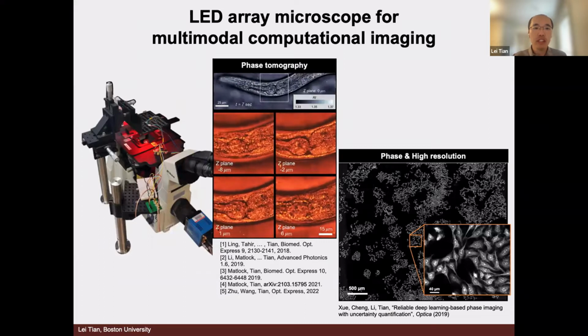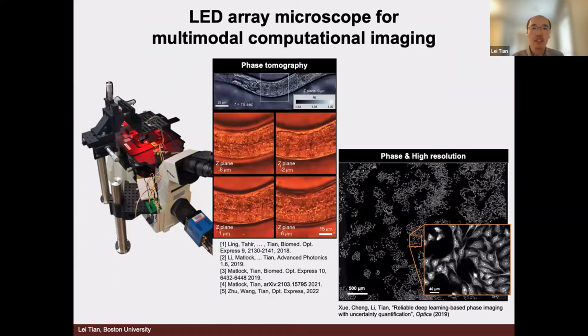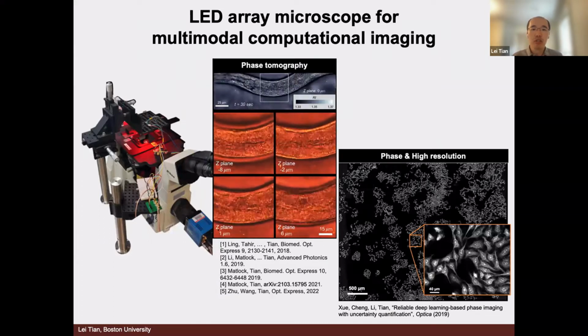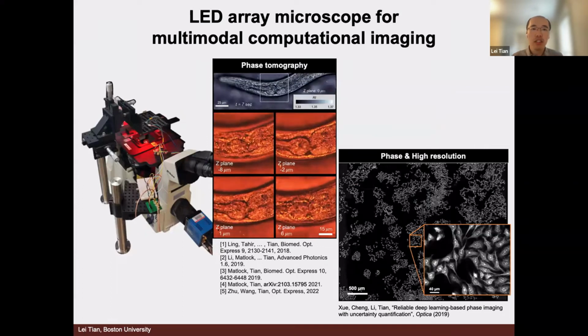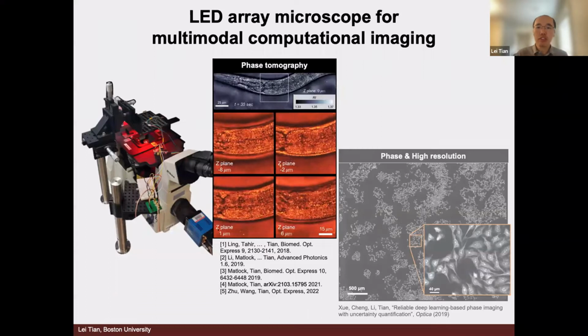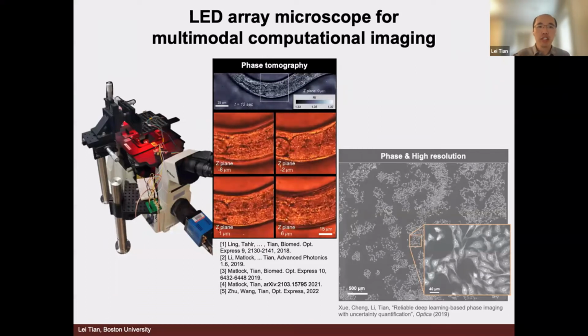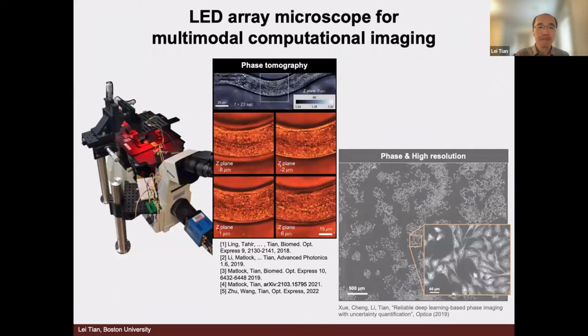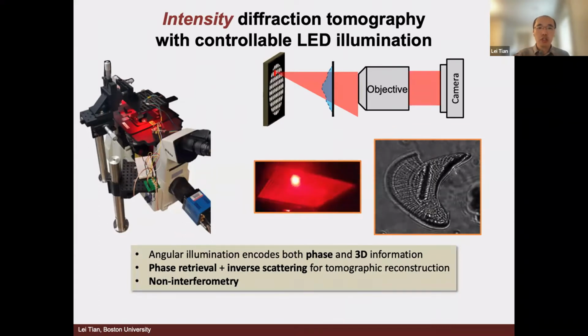One is for 3D phase tomography. The other is for wide field of view, high resolution phase microscopy. So I'm going to focus on the first one. This 3D phase microscopy, just to give you the idea of the kind of things we can do with this kind of hardware. Okay, so how do we do this?